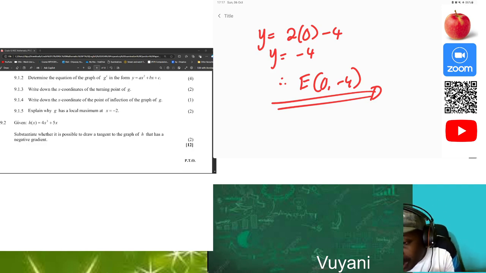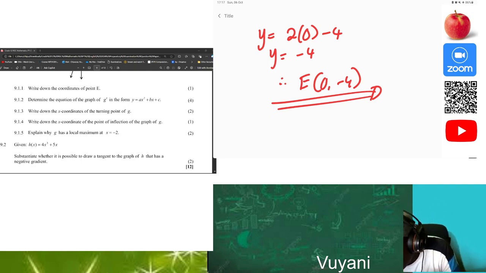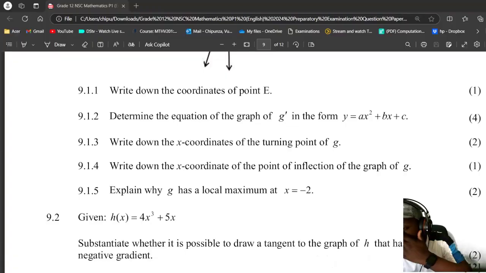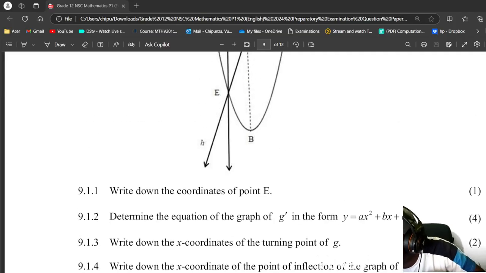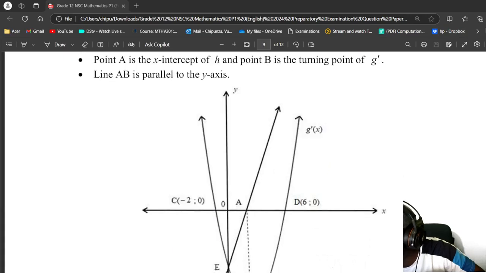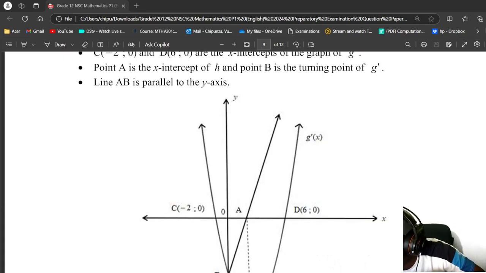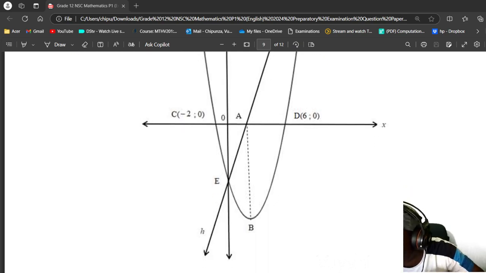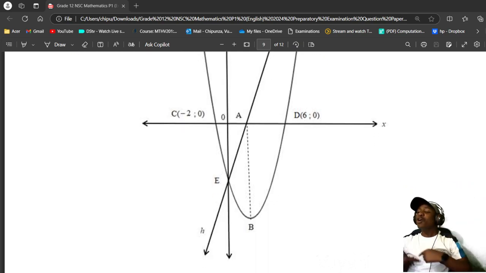Now moving on to 9.1.2, the question goes as follows. Determine the equation of the graph of g prime in the form y is equal to ax squared plus bx plus c. That form is the standard form of a parabolic function. We know g prime is a parabolic function, and we are given the two x-intercepts, which are (-2; 0) and point D, which is (6; 0), and of course point E, which we have already calculated.